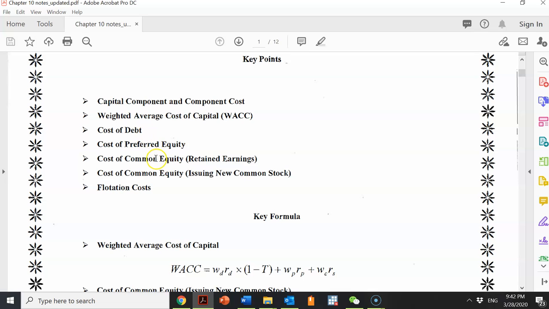Because these are the three major ways for a firm to raise capital: by debt, by preferred equity, or by common equity. And for cost of common equity, there are cases where we calculate the cost of common equity for retained earnings, and there are cases when we calculate the cost of common equity when we're issuing a new common stock. For new common stock, we would have an additional cost, which is called flotation cost.